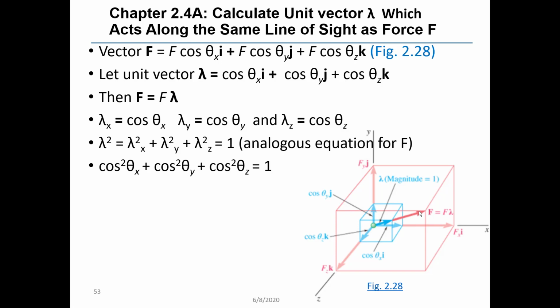From our 3D version of the Pythagorean theorem, we know that the unit vector lambda squared is equal to lambda squared sub x plus lambda squared sub y plus lambda squared sub z, and that's equal to 1 because the length of lambda is 1. Therefore, cosine squared theta sub x plus cosine squared theta sub y plus cosine squared theta sub z equals 1.